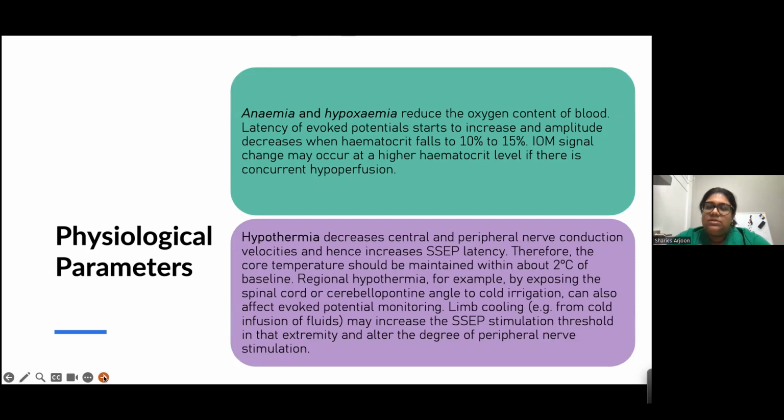With regards to anemia and hypoxia, it reduces the oxygen content in blood, and latency of evoked potentials starts to increase and amplitude decreases when the hematocrit falls to 10% to 15%. Intraoperative monitoring signal change may occur at a higher hematocrit level if there is concurrent hypoperfusion. Hypothermia decreases the central and peripheral nerve conduction velocities, hence increases the SSEP latency. Therefore, the core temperature should be maintained within 2 degrees of baseline. Regional hypothermia, for example by exposing the spinal cord or CP angle to cold irrigation, can affect evoked potential monitoring. And limb cooling, for example from cold infusion of fluids, may increase SSEP stimulation threshold in that extremity and alter the degree of peripheral nerve stimulation.